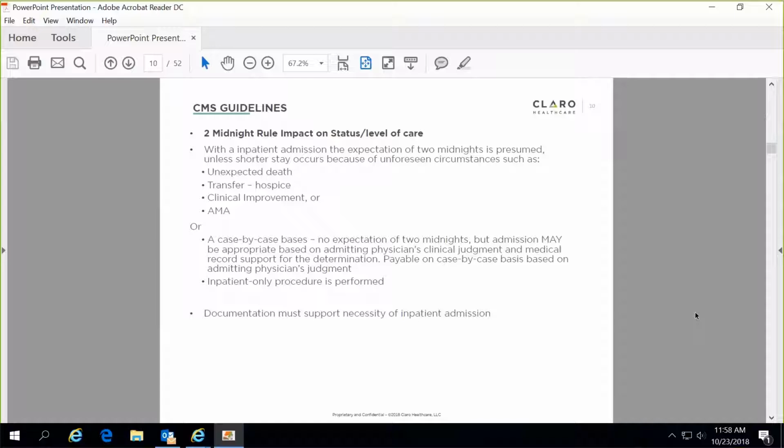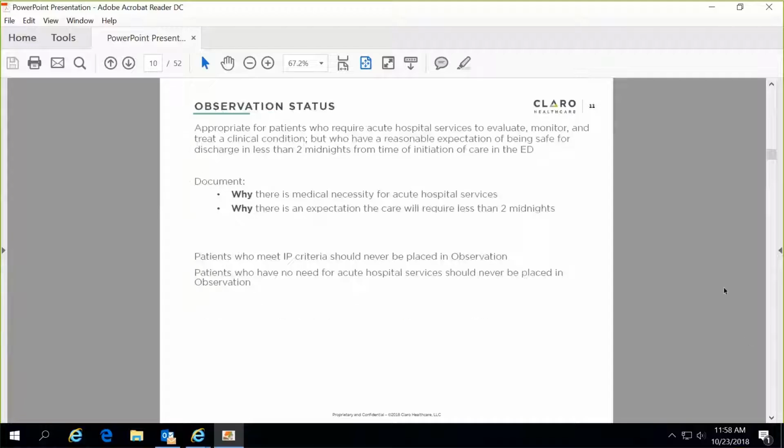Unexpected rapid improvement. Yeah, exactly. So, observation status. Sometimes we just feel observation is the dumping ground: they're not meeting inpatient, we're just going to put them in observation. Well, no, some of those should have gone home, because we do have criteria that observation status is required for. So it's appropriate for patients who require acute hospital services to evaluate, monitor and treat clinical conditions. It's a short stay. It's a reassessment, and you're trying to make a decision if they're going to be inpatient.